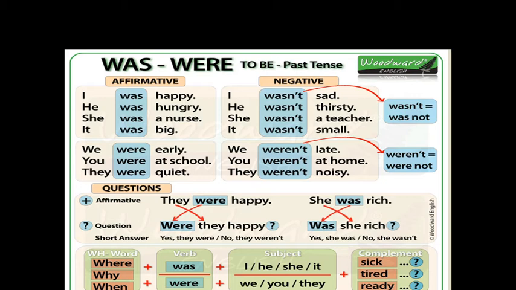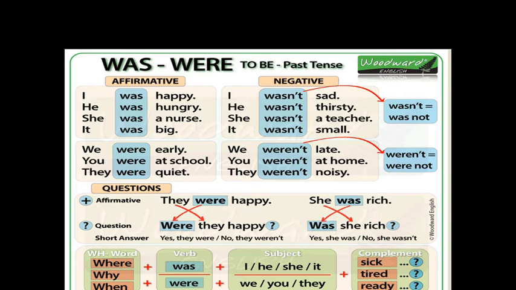In questions, they were happy. This is the statement. But when we change it into a question, was or were will come first. So, were they happy? She was rich. Now, was she rich? Was comes first. They were happy. Were they happy? And here she was rich. Was she rich?